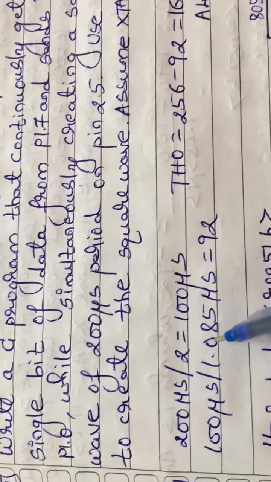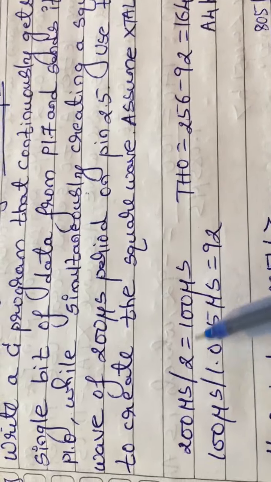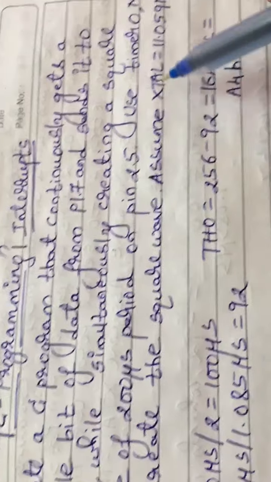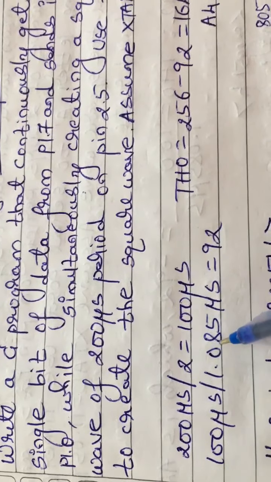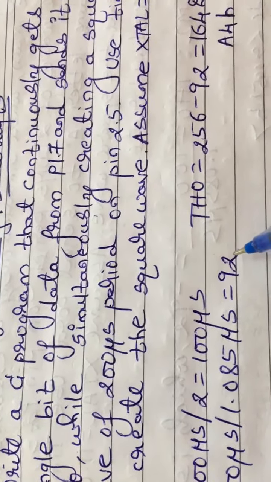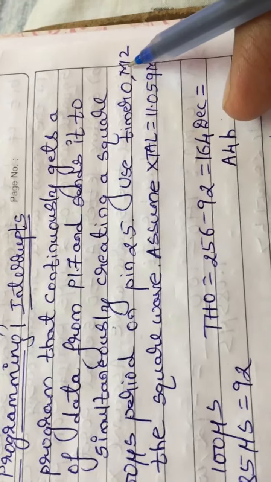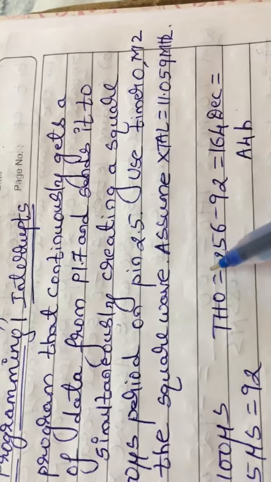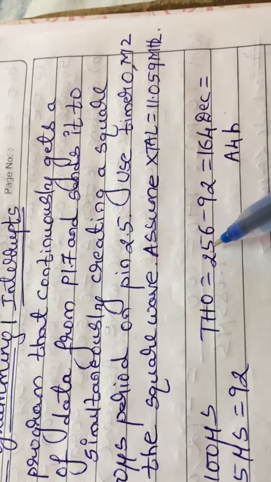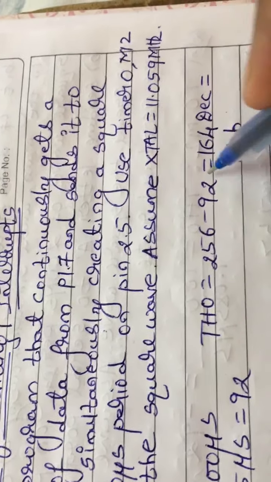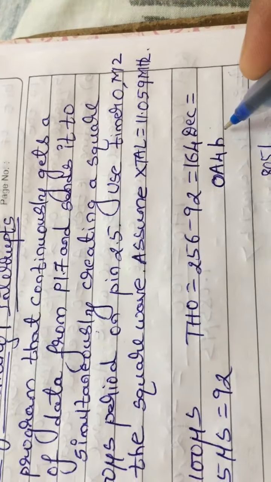So 100 microseconds divided by 1.085 microseconds, which is the machine cycle time of the 8051 if the crystal frequency is 11.0592 megahertz, is equal to 92. This should be subtracted from 256 because we are using mode 2, which is auto reload. Only TH0 is used. So the value of TH0 is 256 minus 92. You will get 164 in decimal and 0A4 in hexadecimal. Now we will start with the program. It's very simple.